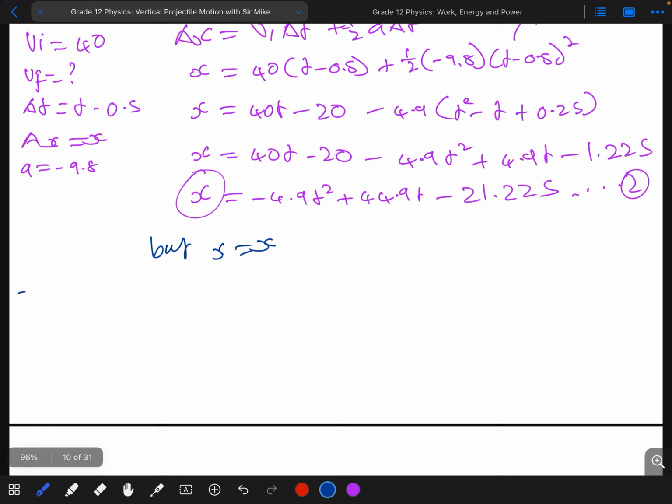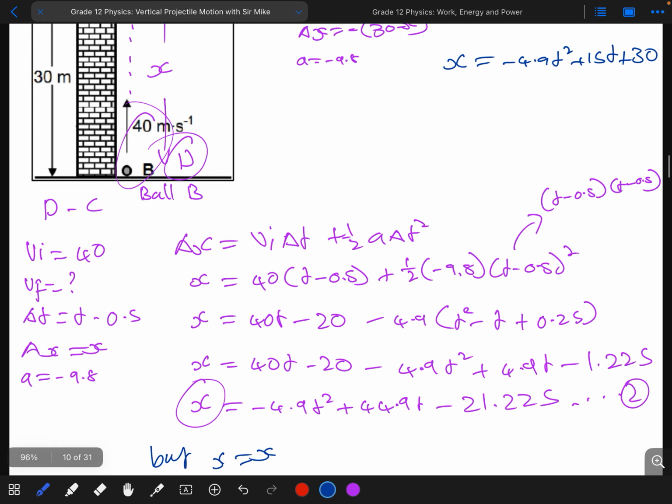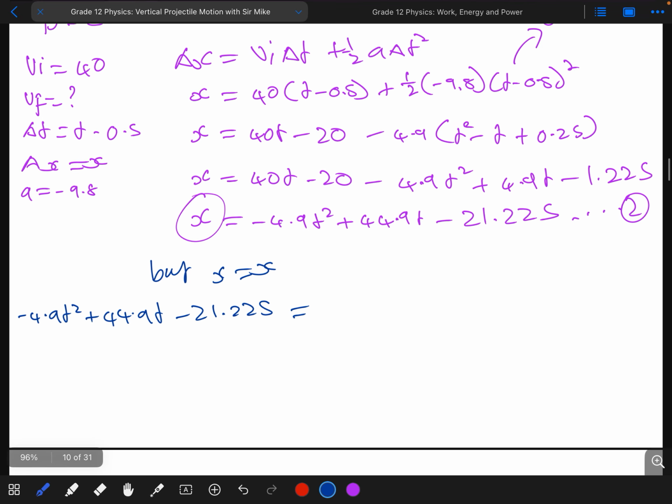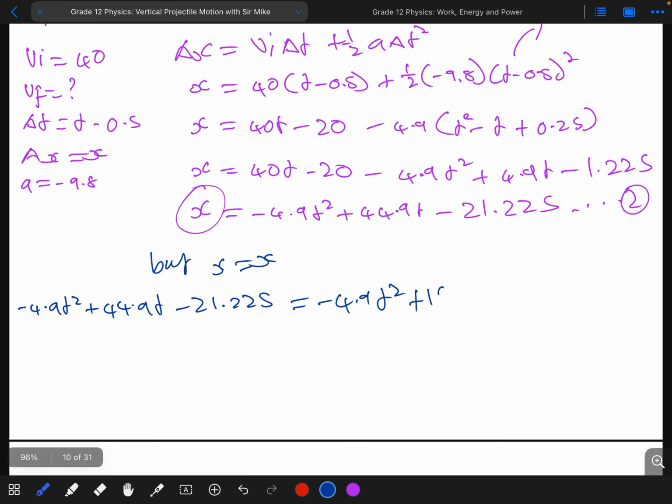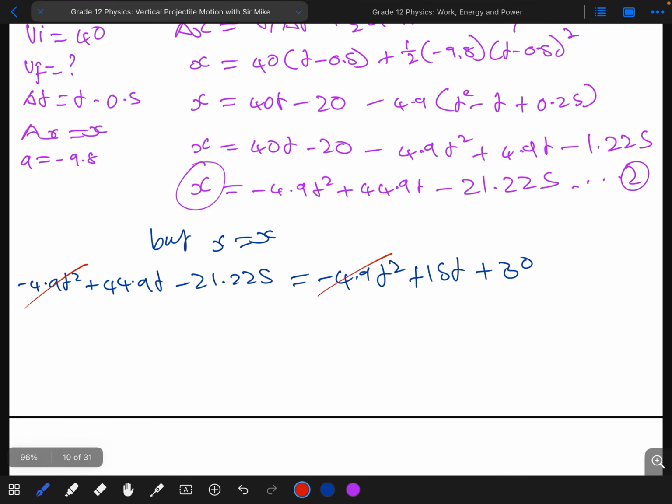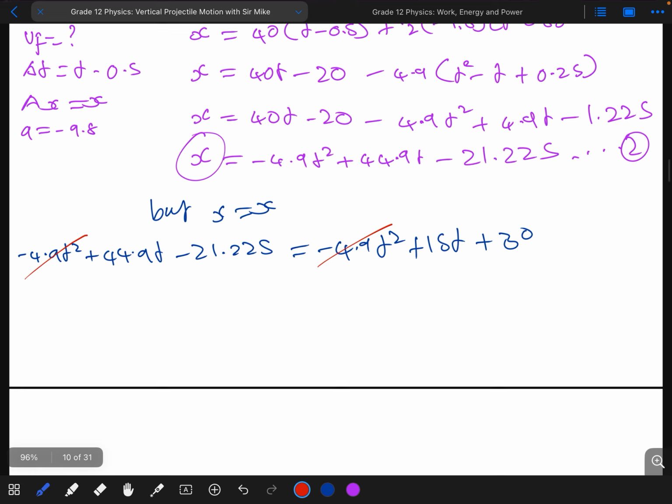So I would know that negative 4.9t squared plus 44.9t minus 21.225, right, equals that other equation, which says negative 4.9t squared plus 15t plus 30. What you can note there is that this is gone with that one. So what I'm simply going to do is collect like terms there.